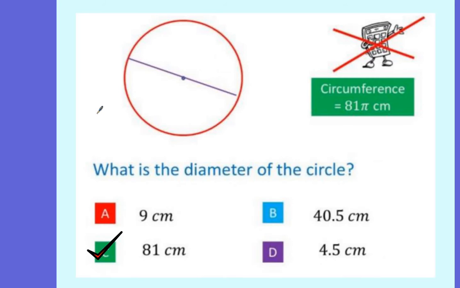For question number 2, I asked you for the diameter of this circle. Now the circumference is given by pi d. So if the circumference is 81 pi, you know the diameter must be equal to the 81. Your radius would be half of that. So your radius is going to be 40.5, however your diameter is 81.